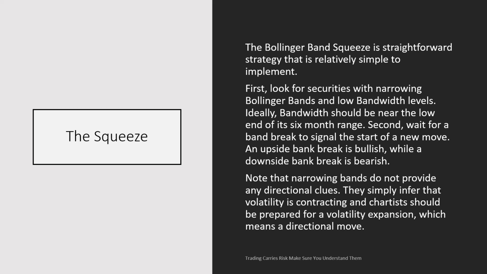So that was one way to combine Bollinger Bands with other indicators. Now, there's a way that you can use Bollinger Bands on their own, and that's called the Bollinger Band squeeze. And this is a very straightforward and relatively simple strategy. Sometimes it's amazing that it works, but it works extremely well, and it's been around for a long time.